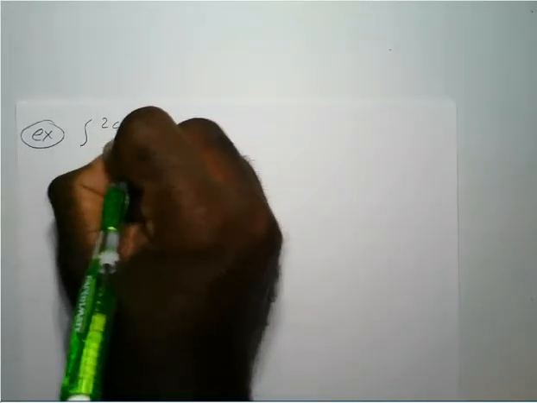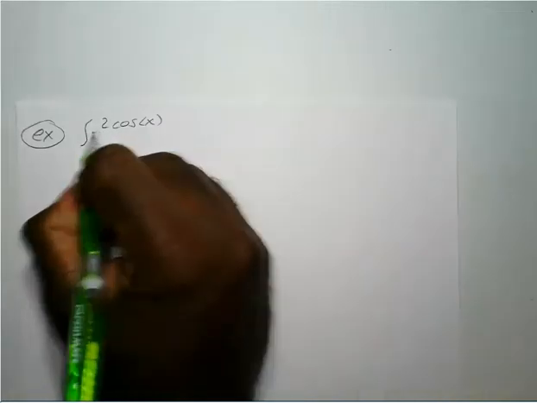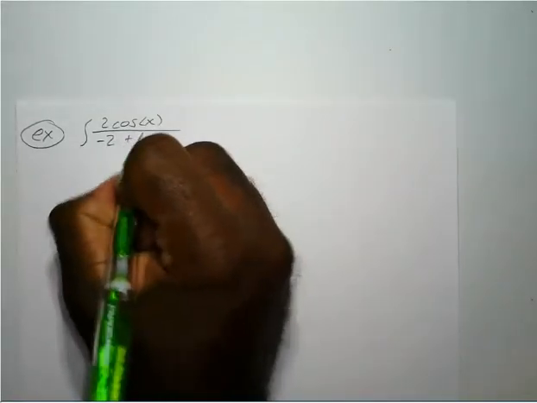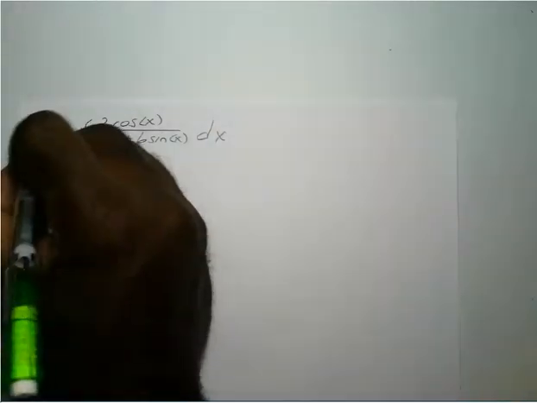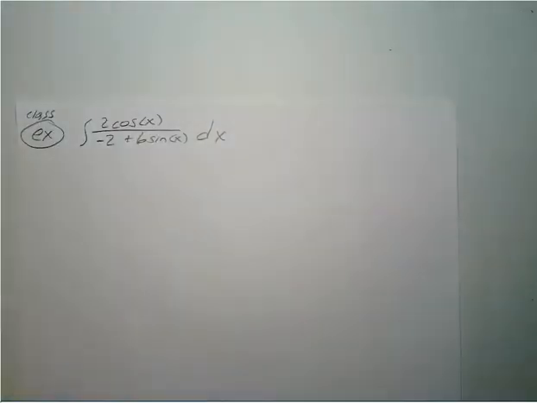All right, so let's say, for example, you have the integral of 2 cosine of x over negative 2 plus 6 sine of x with respect to x, and we want our exact answer. What I want you to do is press pause and try to solve this one on your own. A little hint: use the previous example as a guide.